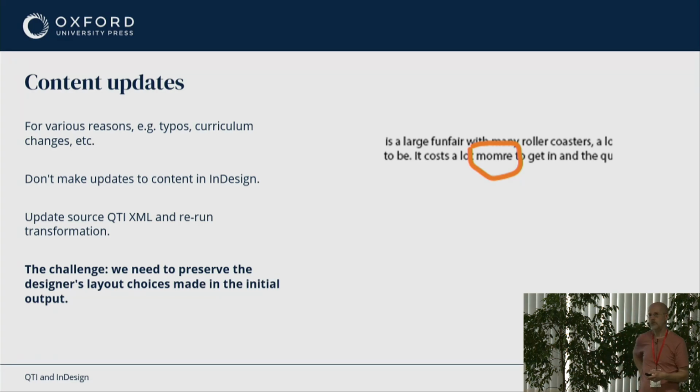What we want to do is to update the source XML, single source, so we only have to update it once. It can be updated for the digital as well. And we want to rerun the transformation. But we don't want to reset the layout. We want to preserve what the designer has done in his step. He doesn't want to have to redo that work.